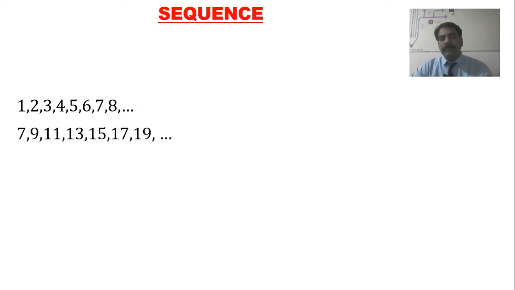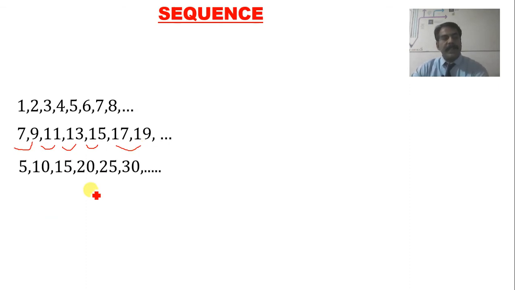Let us see these numbers: 7, 9, 11, 13, 15, 17, 19. What can you observe here? Yes, you can observe that they all have a difference of 2. So a pattern is there. So it is also a sequence.